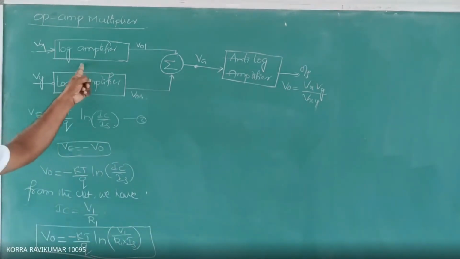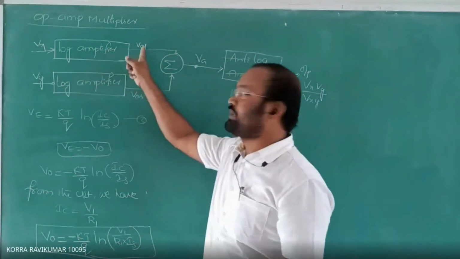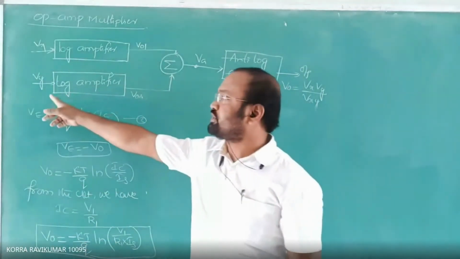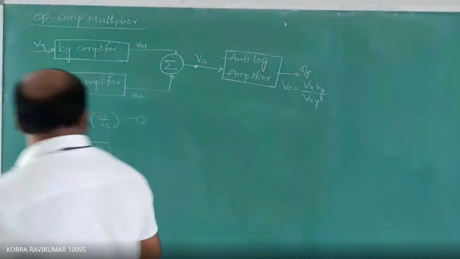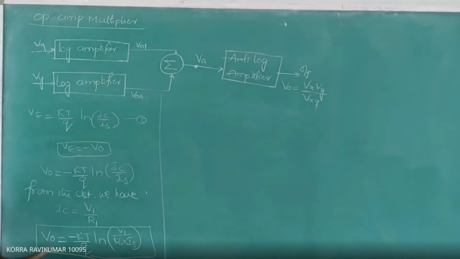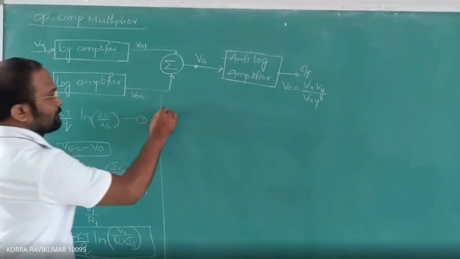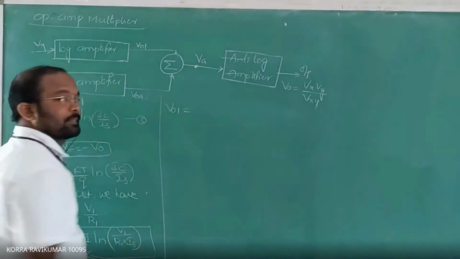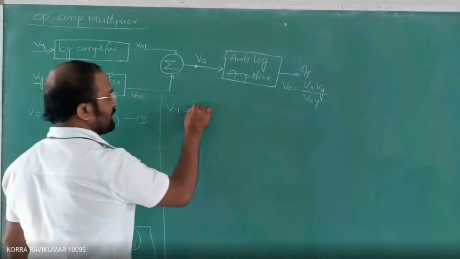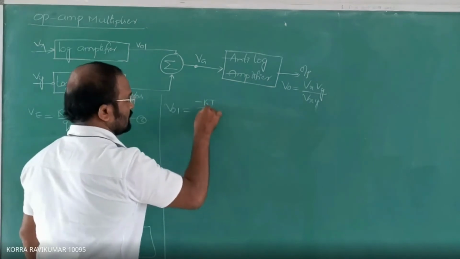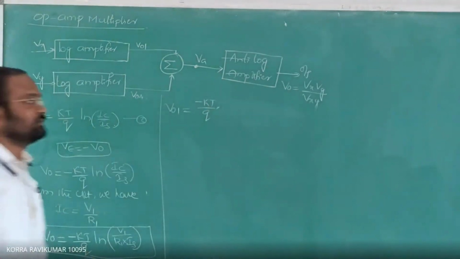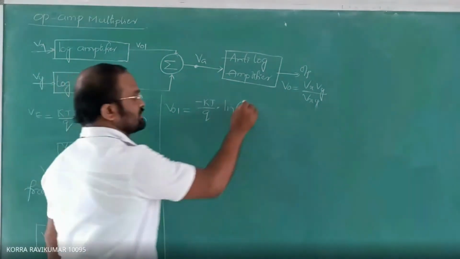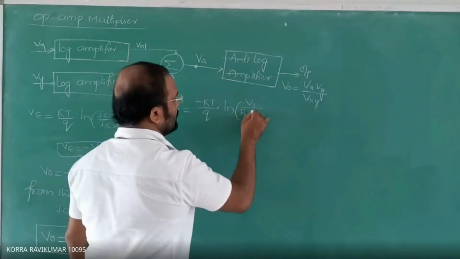If it is the first log amplifier, then the output is VO1, and the input signal is V1. So for the first log amplifier, V0 becomes VO1, which is equal to minus KT by Q into natural logarithm of V1 by R1 into IS.